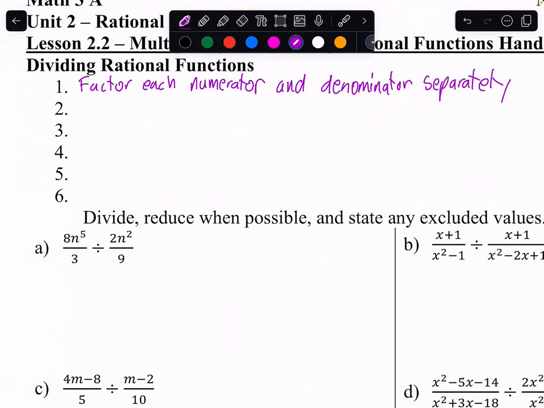Okay, again, it's very tempting to want to jump straight into flipping things upside down or crossing stuff out, but you don't want to do that. You want to factor first. Okay, so just like on the multiplication steps, now that you have the denominators factored, check all denominators for excluded values.